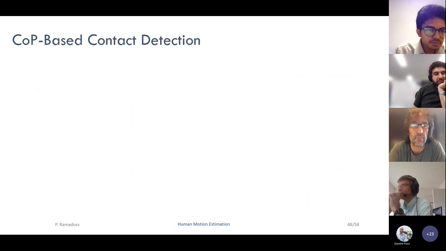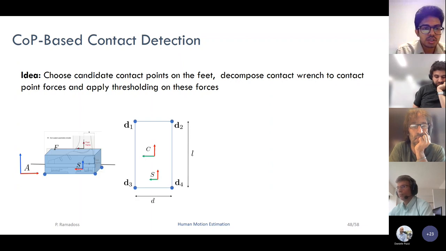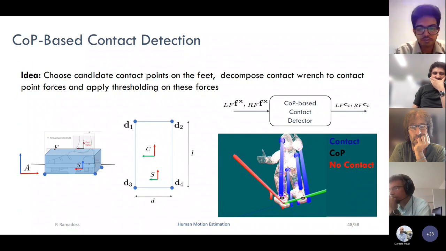For the contact detection, the idea is to choose candidate points on the foot that will be in contact with the environment, and decompose the contact wrench acting on the foot, measured by the force-torque sensor, as contact normal forces acting on these points. Then we apply a thresholding on these forces to infer the contact state of these points. To choose the candidate points, we approximate the foot to have a rectangular geometry, and the vertices of the rectangle are chosen as the contact points. For the decomposition of the contact wrench into the normal forces acting on the vertices, we rely on the information of the local center of pressure.